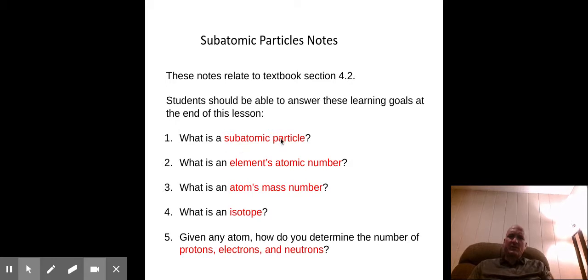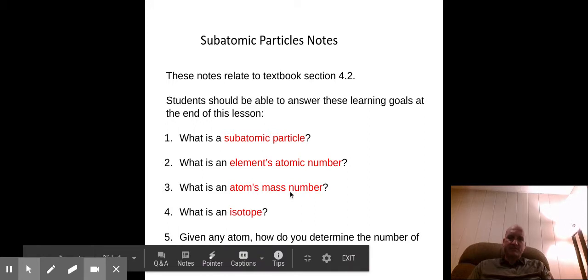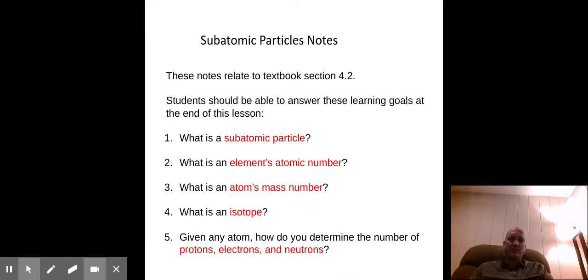Hopefully, you'll learn what a subatomic particle is, talk about what an element's atomic number is, what an atom's mass number and isotope are. Then the skill here is, given any atom, how do you determine the number of protons, electrons, and neutrons?